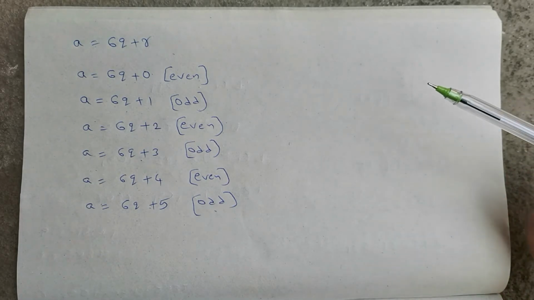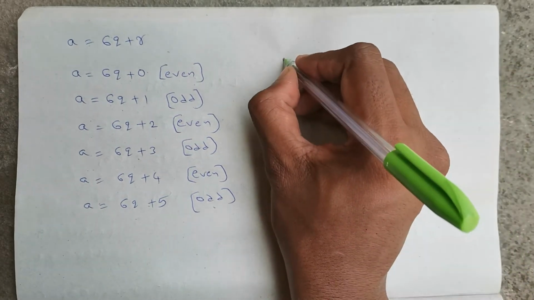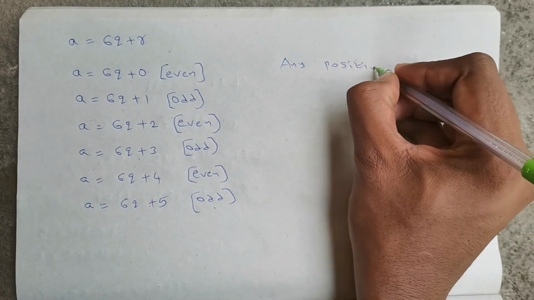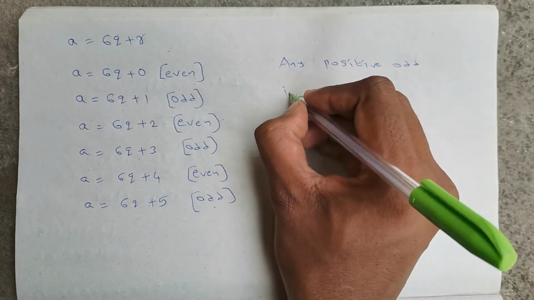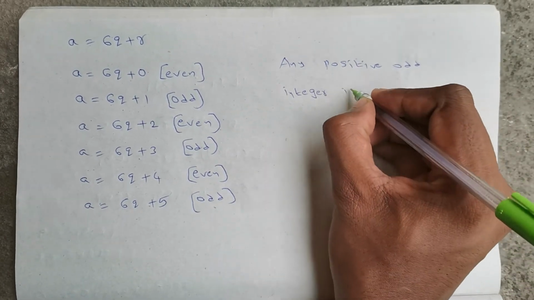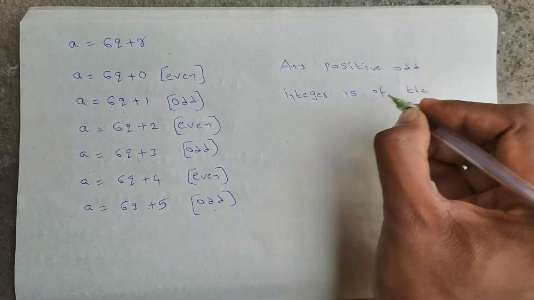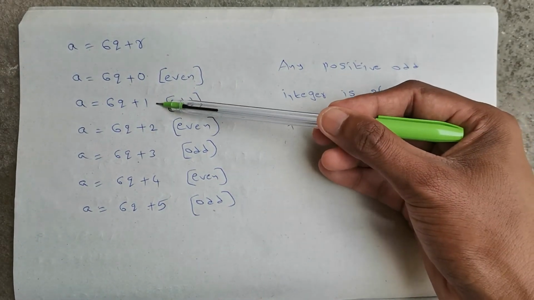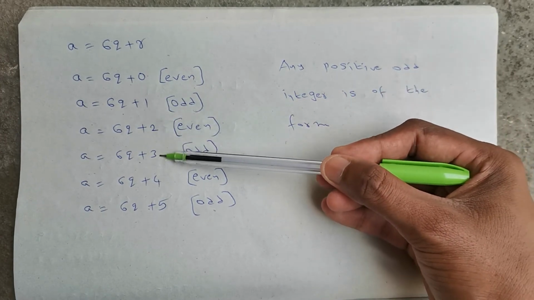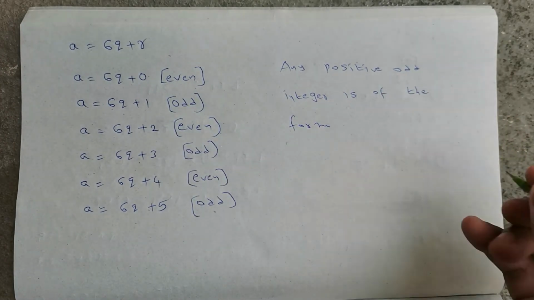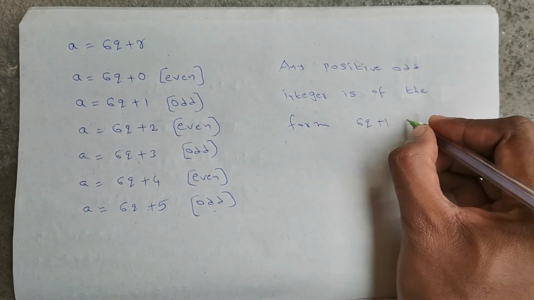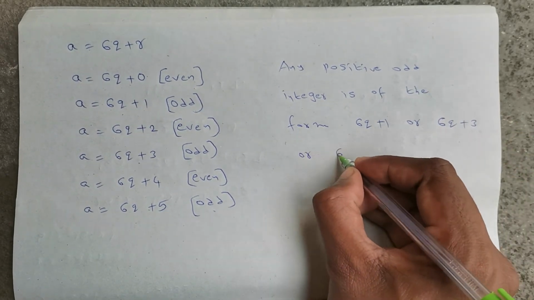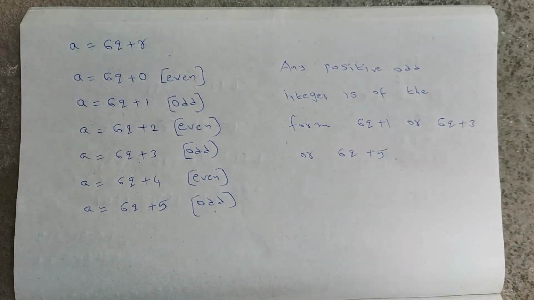So we want only odd integers. So any positive odd integer is of the form 6Q plus 1 or 6Q plus 3 or 6Q plus 5.